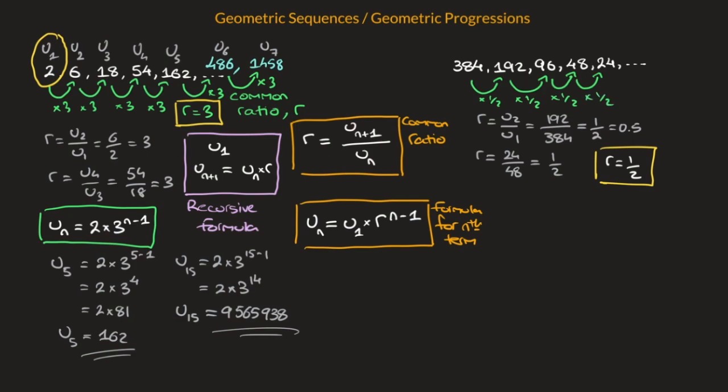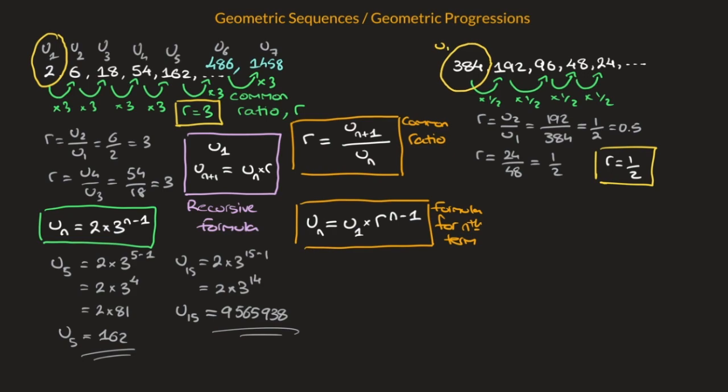Okay, now to define the formula for this geometric progression, we had seen that whether it be for the recursive formula or for the formula for the nth term, we only need two things to define the formula. Those were the common ratio, which we now have, and the first term of the sequence, u1, which in this case is 384. Using them, we can now define the formula.